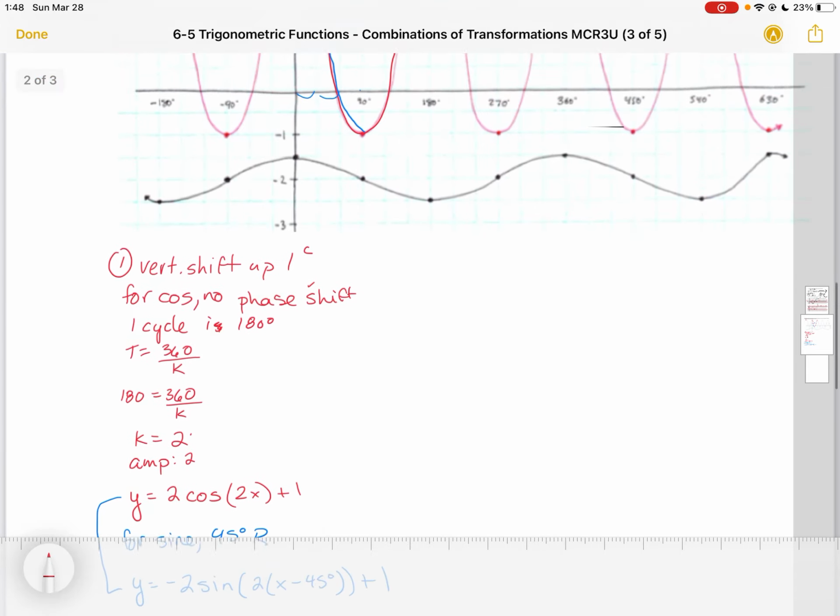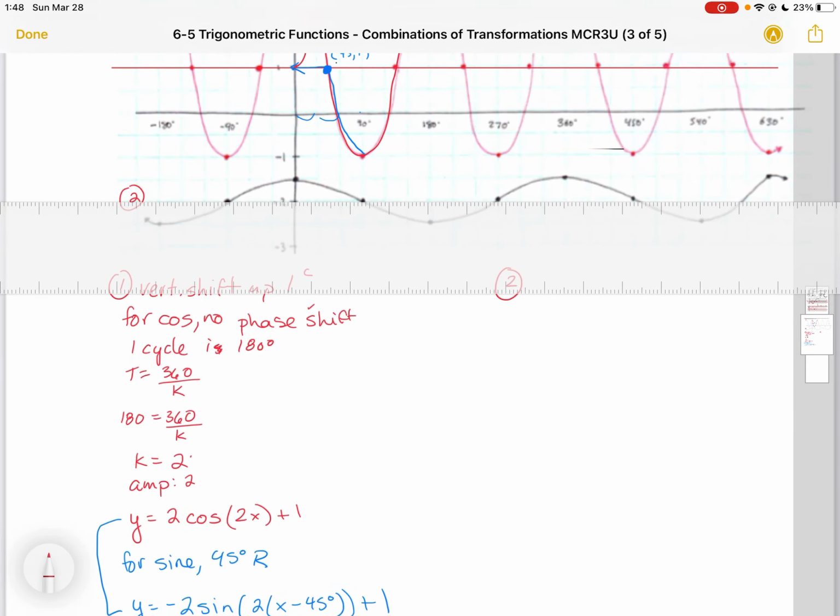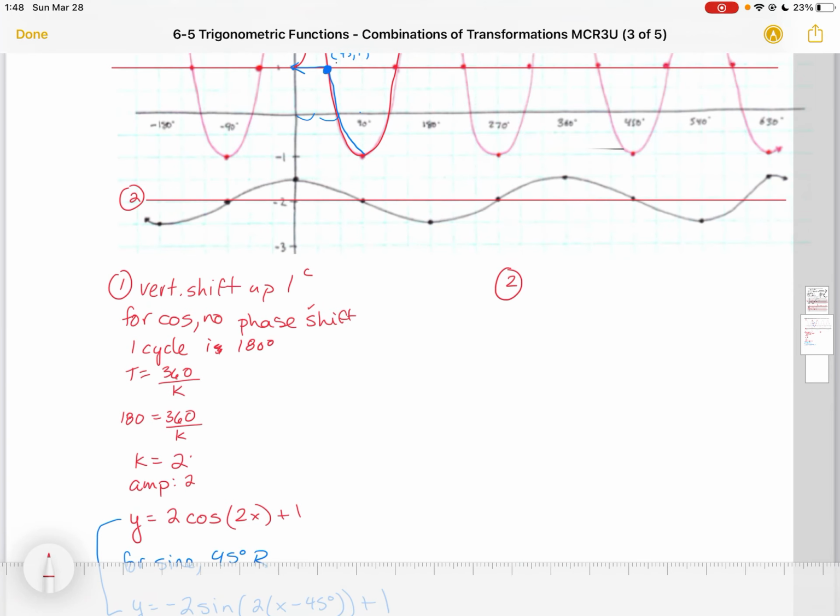Let's try the second one. Okay, so right here, for number 2, again, the first thing I'm going to do is look for where my midline of the curve is by drawing a line kind of right through those middle points. Okay, I see that my axis of the curve is at -2, so then I know I've got a vertical shift down 2. That's going to be my C value.